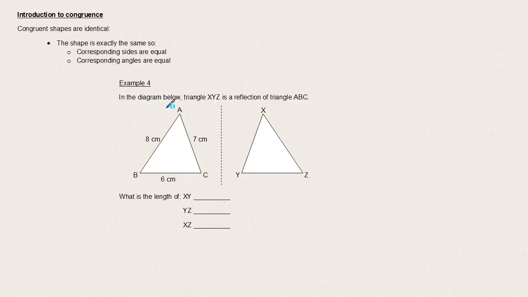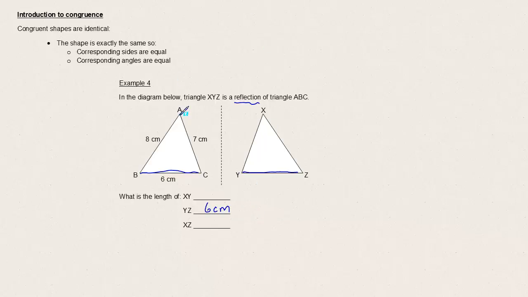In the diagram below, triangle XYZ is a reflection of triangle ABC, and we can see the mirror line here. Reflections produce congruent shapes. So XYZ is exactly the same shape as ABC. Now it should be fairly clear that the reflection of BC is YZ. So YZ would be 6 centimeters.